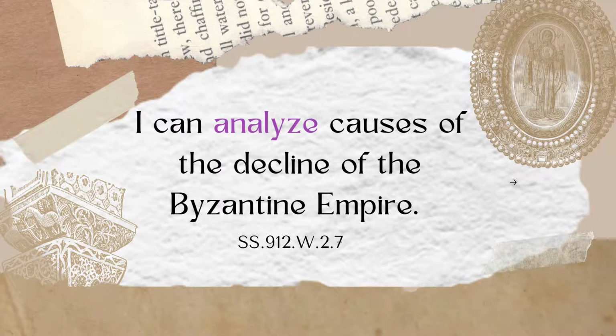So here's your learning goal for this lesson. You should be able to analyze the causes of the decline of the Byzantine Empire, particularly the Justinian plague, the Crusades, and also other factors outside of the Byzantine Empire. And this is your standard 2.7.